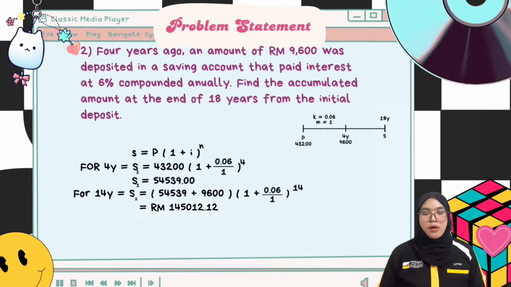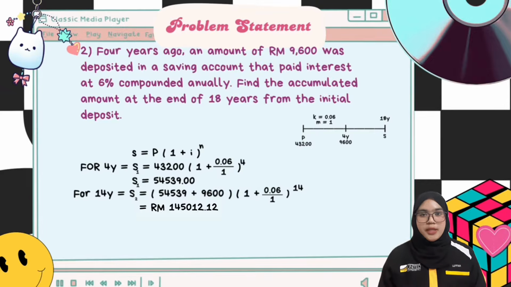4 years ago, an amount of RM 9,600 was deposited in a savings account that paid interest at 6% compounded annually. Find the accumulated amount at the end of 18 years from the initial deposit. In this question, we are still using the formula S = P(1 + i)^n. Also, we use the same amount from question 1. P stands for 43,200, K is 0.06, m is 1, and to get i, i = K divided by m, and to get n, n is m multiplied by t.